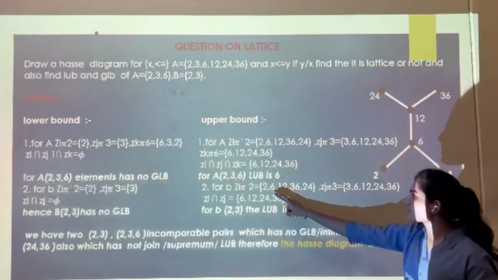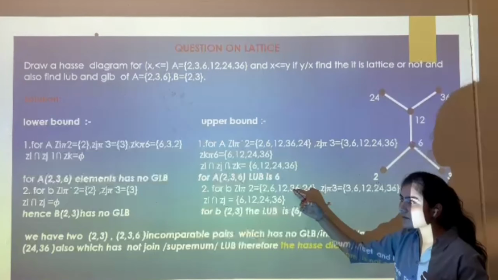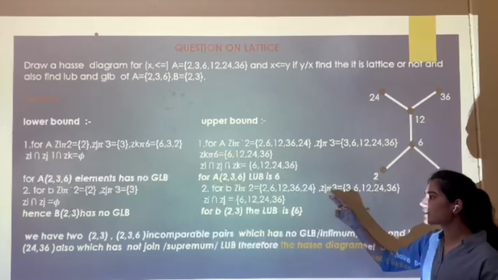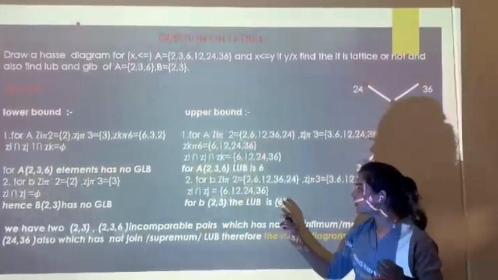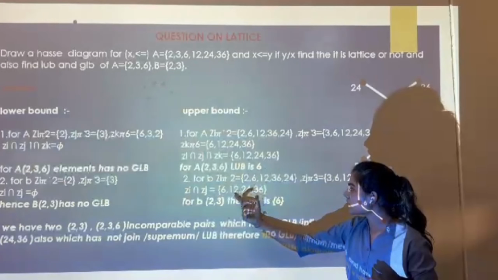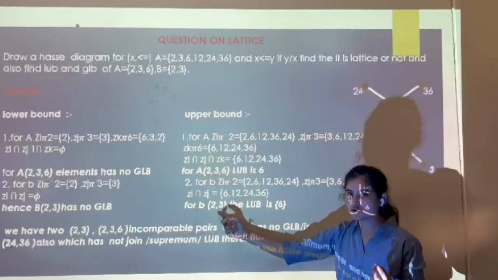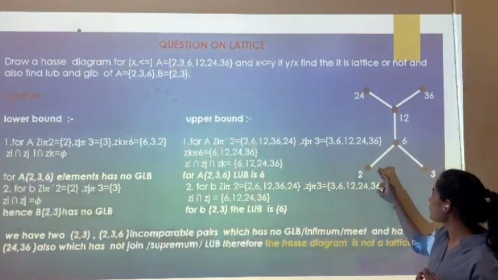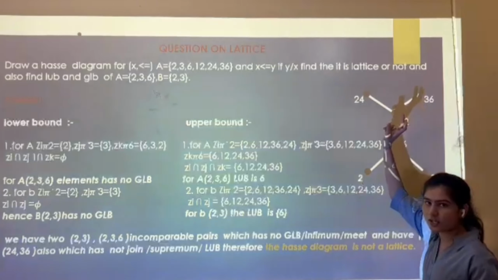And for B, which is 2 and 3, here are the upper bounds of 2 and here are the upper bounds of 3. The intersection of these elements is 6, 12, 24 and 36, so the LUB of 2 and 3 is 6. Therefore, we have seen that in this particular diagram 2 and 3 don't have a meet, and 24 and 36 don't have a join.